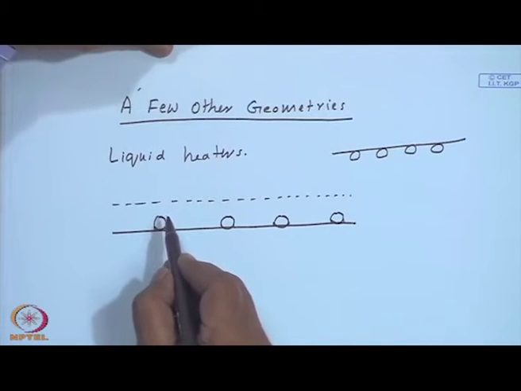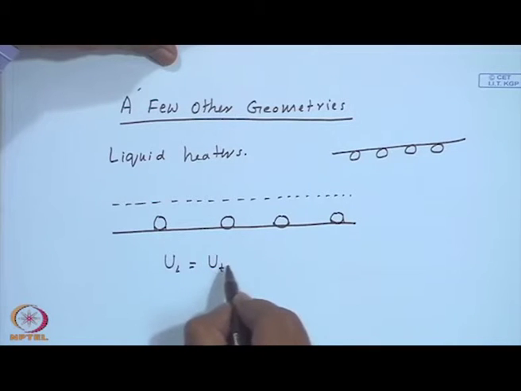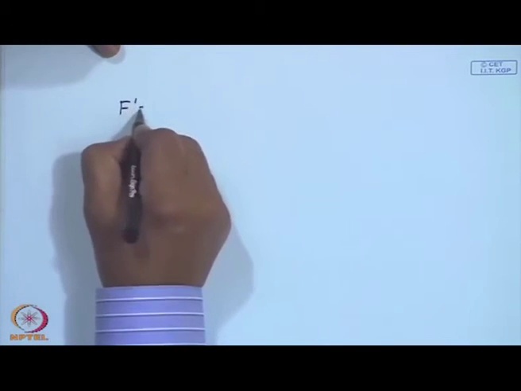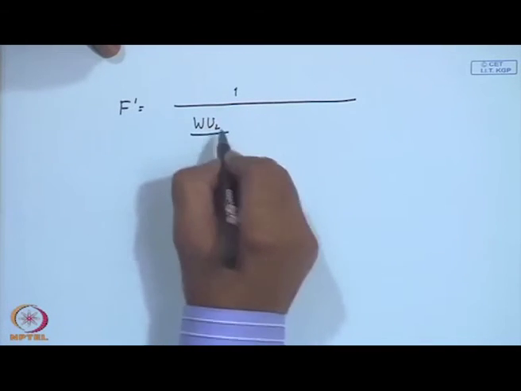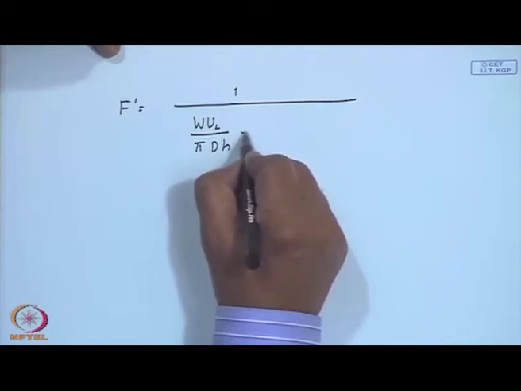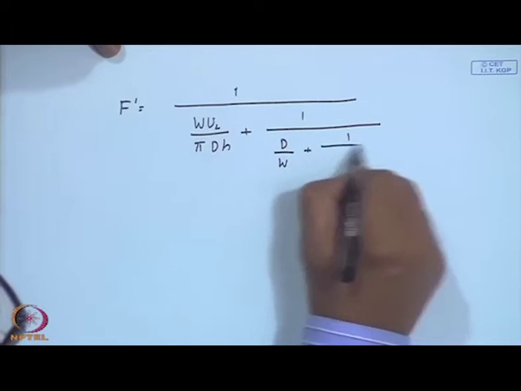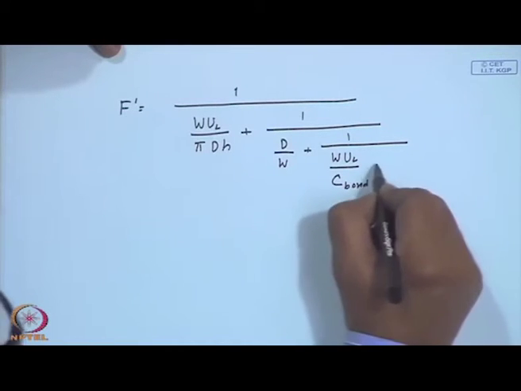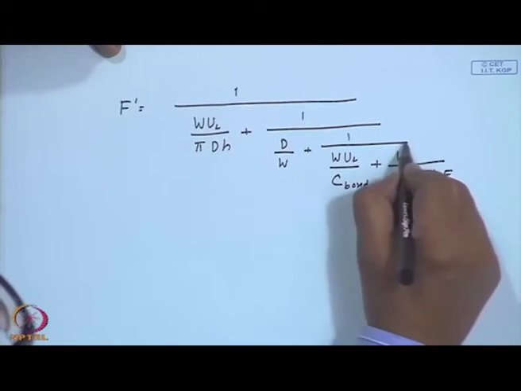And of course, here, because it does not come into direct contact with the heat losing surface, U L is U T plus U B, and the collector efficiency factor is given by this expression, which is very similar to what we have worked out. The notation remains the same.